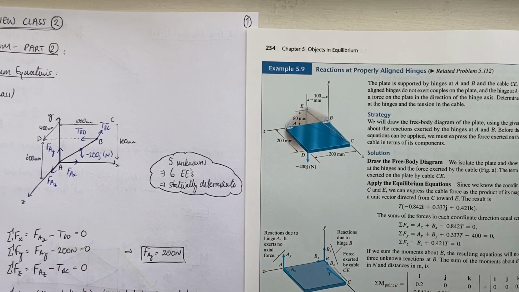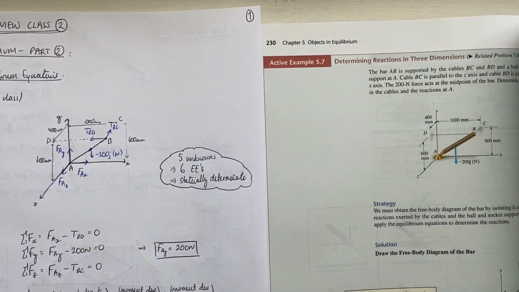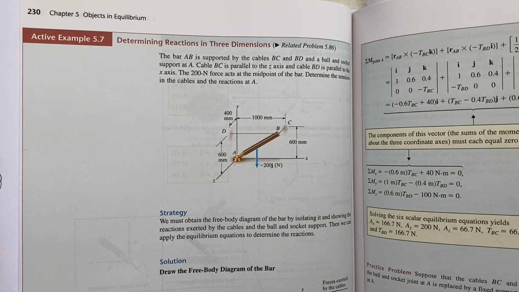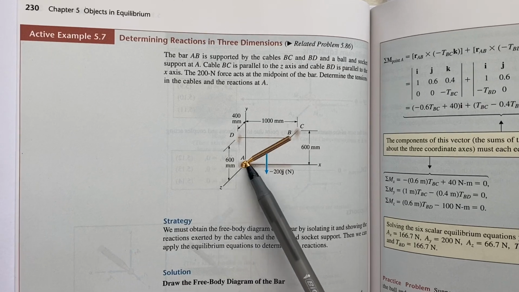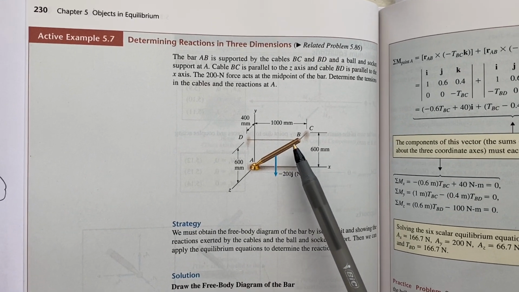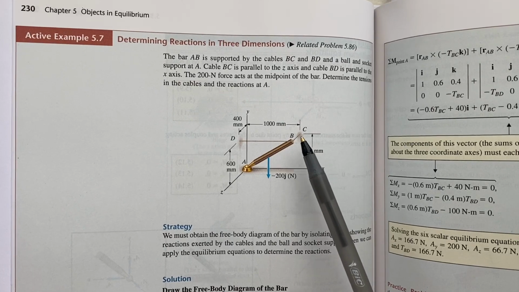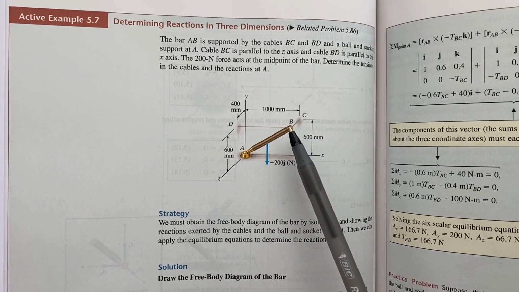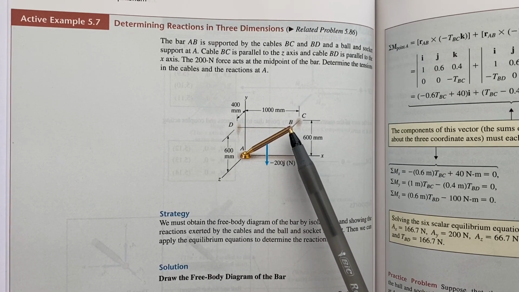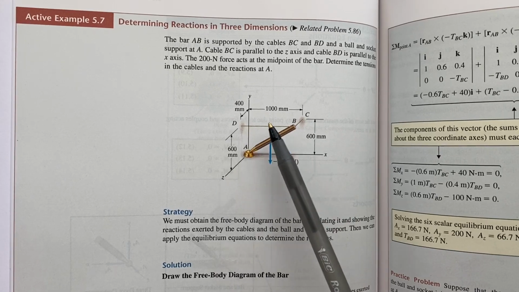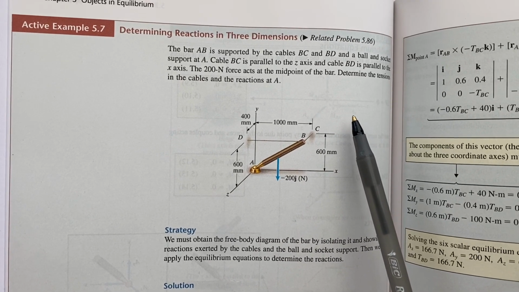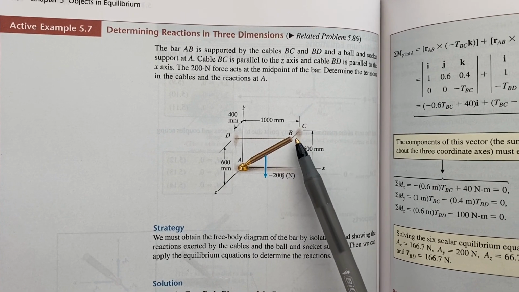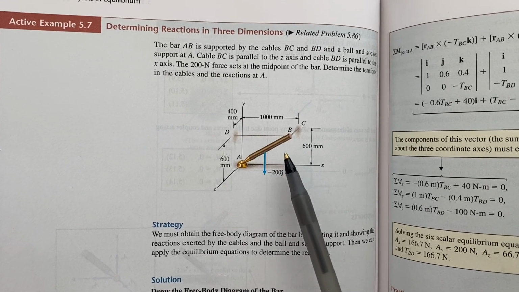What we're actually going to do now is something similar to that, but with different supports. We're going to have a look at this example 5.7 from the textbook, which is to do with this ball and socket support in 3 dimensions, and we have this beam which is supported by ropes or cables attached at point B, which is at the end of the beam, to the walls. So we're told that this cable BC is parallel to the z-axis and BD is parallel to the x-axis.